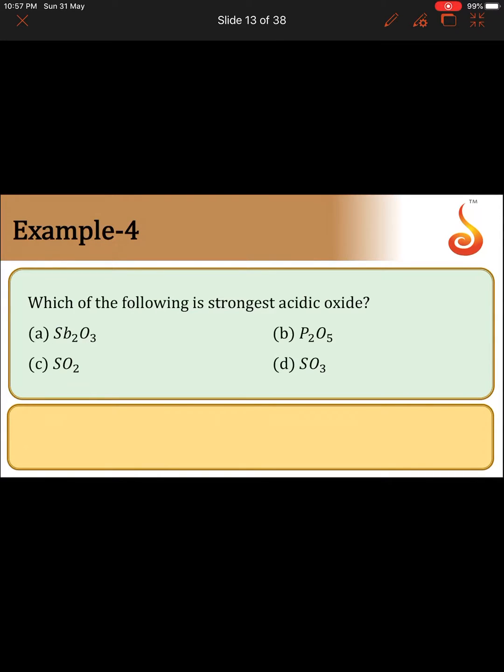Which of the following is the strongest acidic oxide? Here, 2 points we should remember. One is, as the electronegativity of the central atom increases, acidic nature increases.